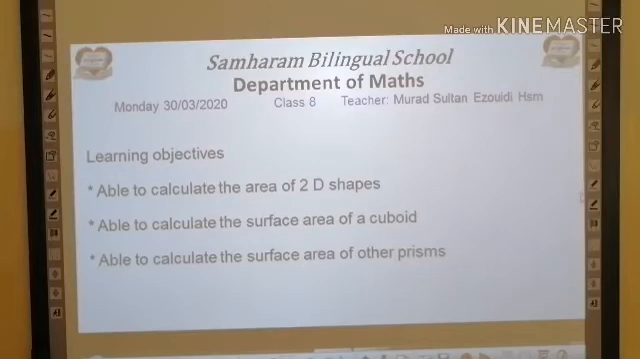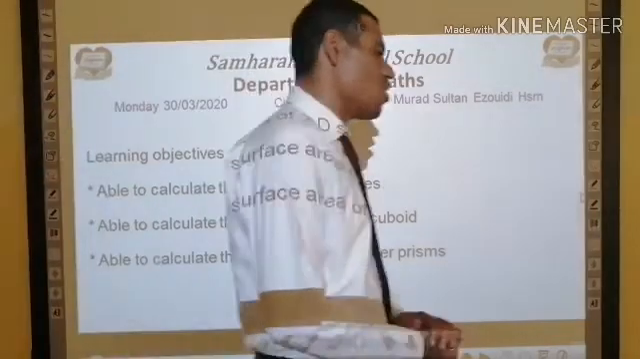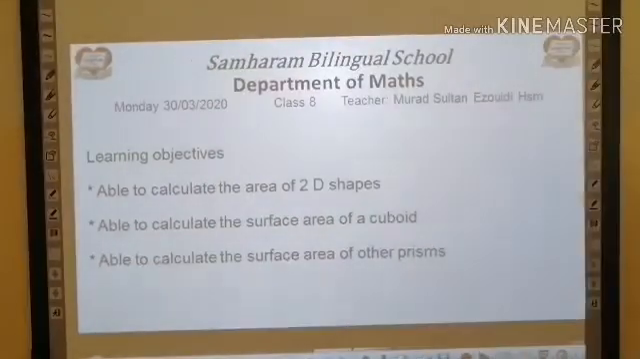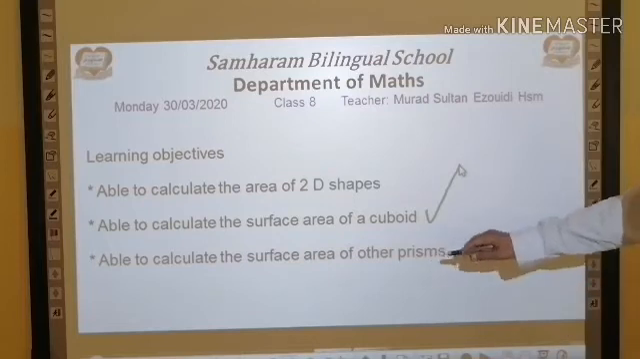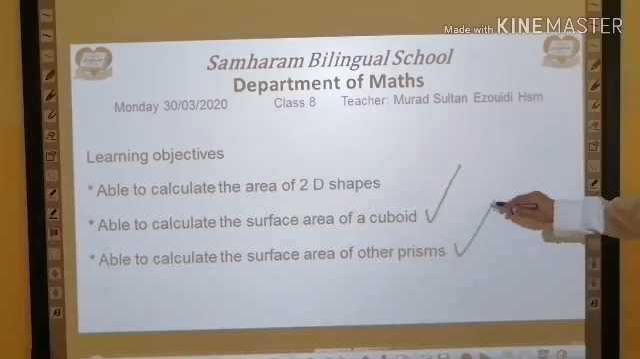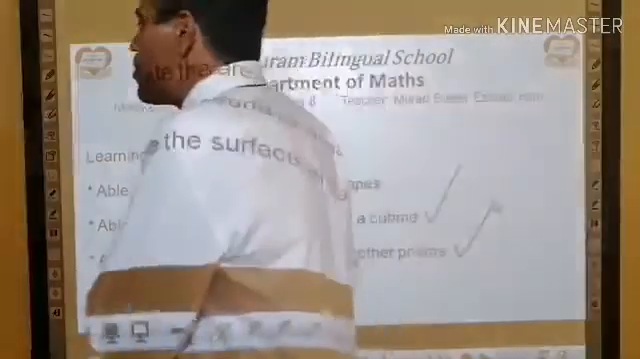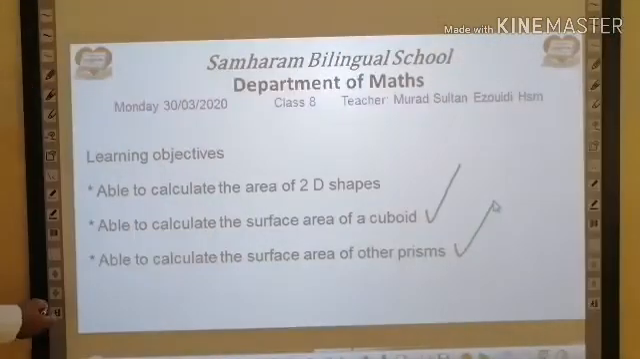Learning objectives. First of all, the student should be able to calculate the area of 2D shapes, such as circle, rectangles, parallelogram, trapezium, and so on. Able to calculate the surface area of cuboid, and of prisms also. And also to work out the volumes of such solids. Okay, let's start.